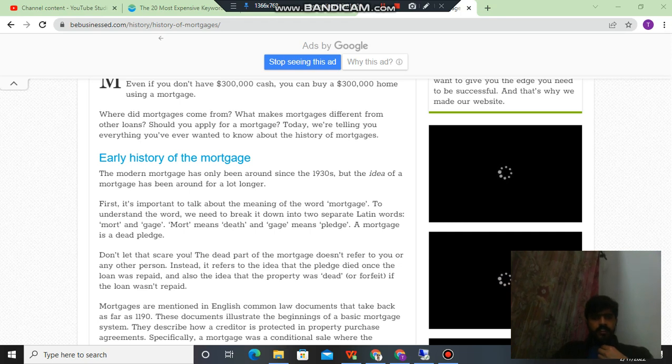Don't let that scare you. The death part of mortgage does not refer to you or any other person. Instead, it refers to the idea that the pledge dies once the loan is repaid, and also the idea that the property was dead for you, or forfeit, if the loan was not repaid.